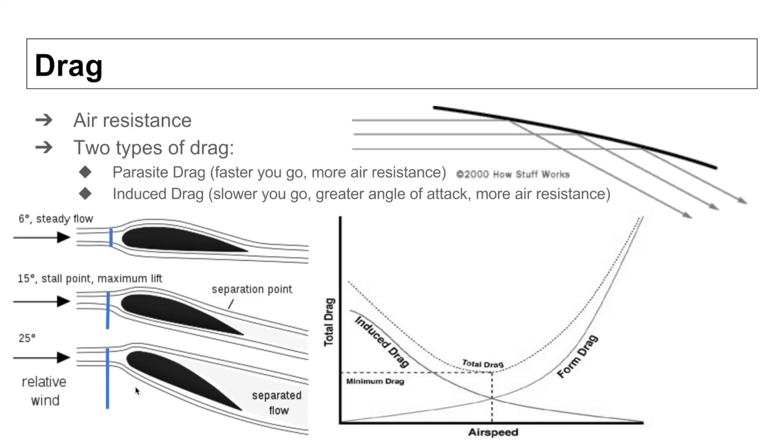So, the slower you go, the more drag. And then parasite drag is the faster you go, the more drag. Parasite drag, this is airspeed. But then there's a point called the point of minimum drag. The pilot tries to find this point if there's an engine failure so they can glide to the farthest distance, although sometimes that's pretty hard when you don't have engines working.